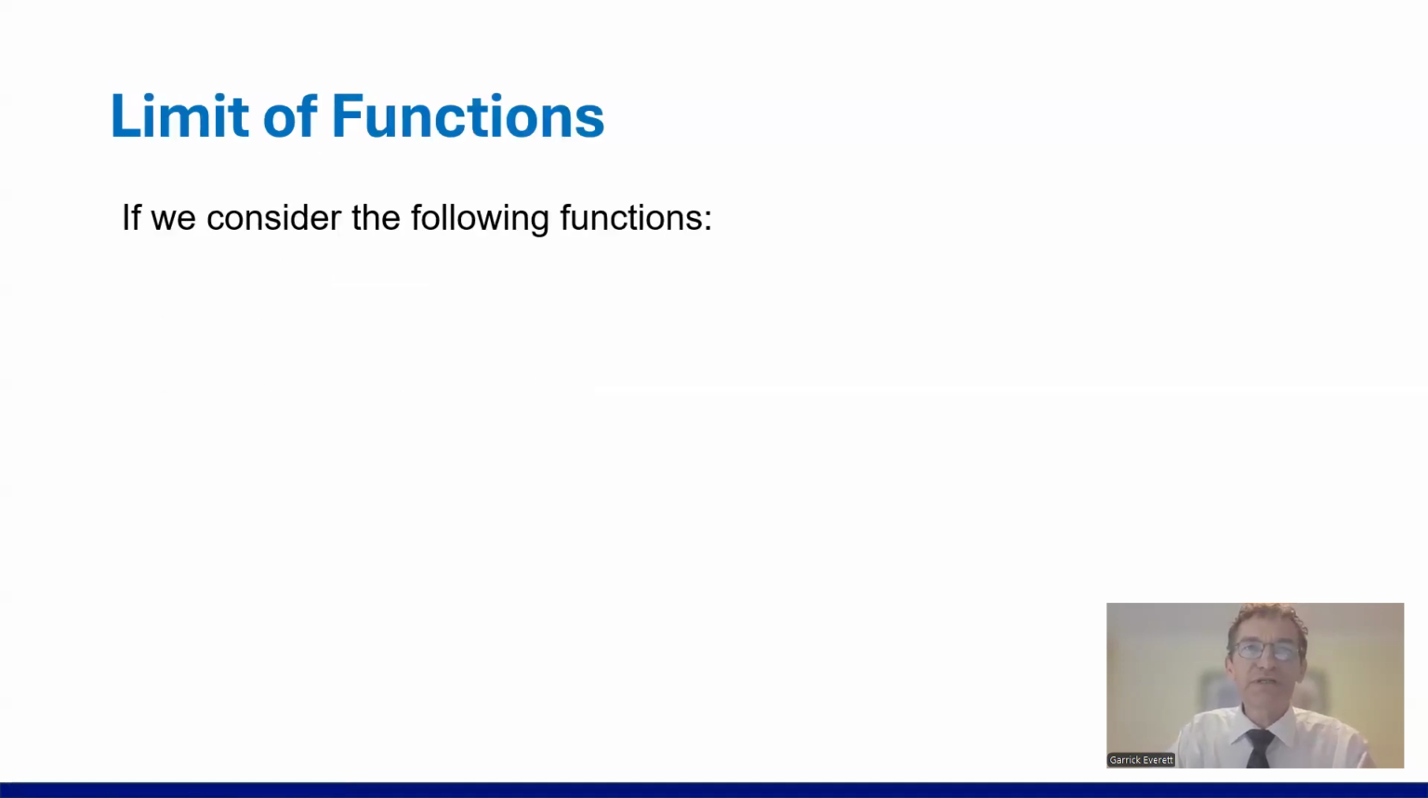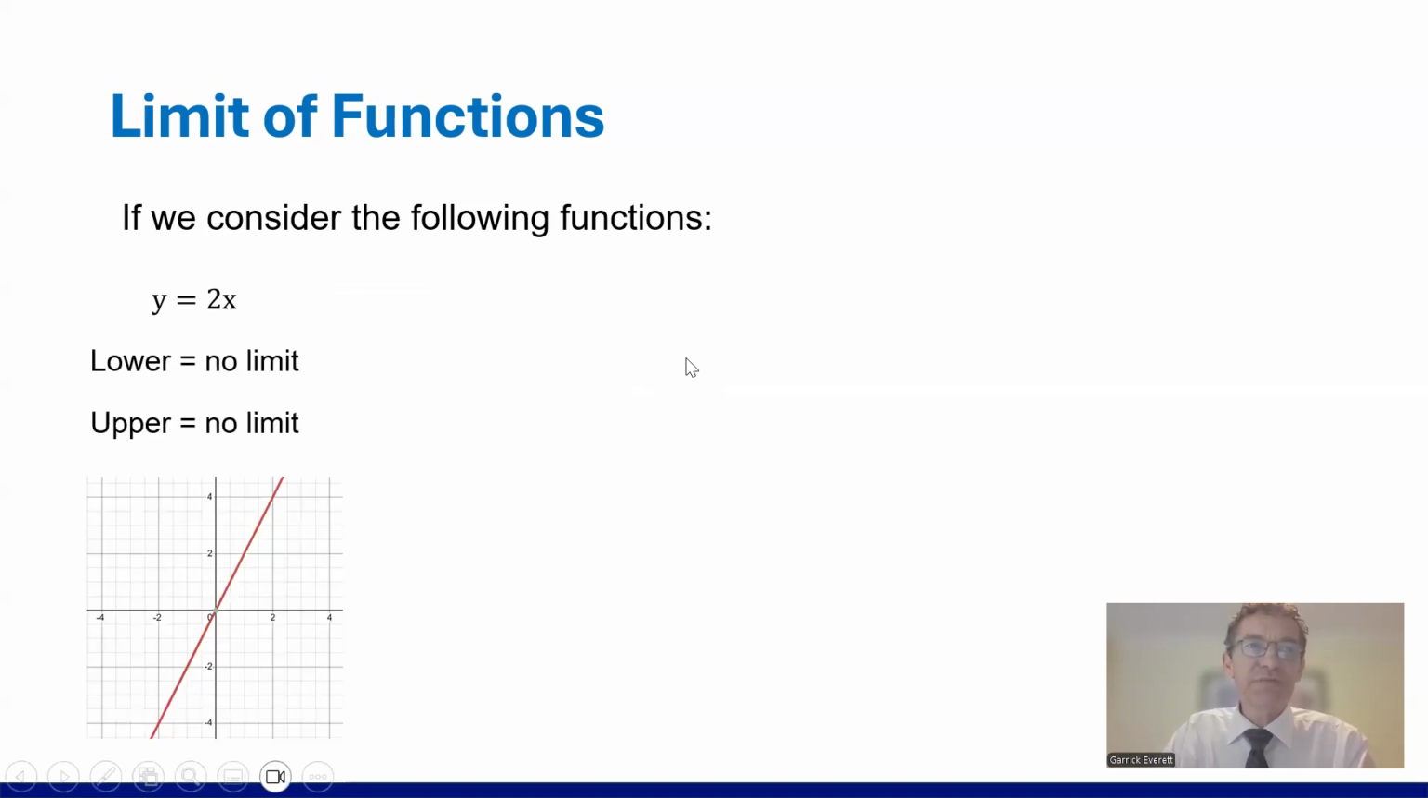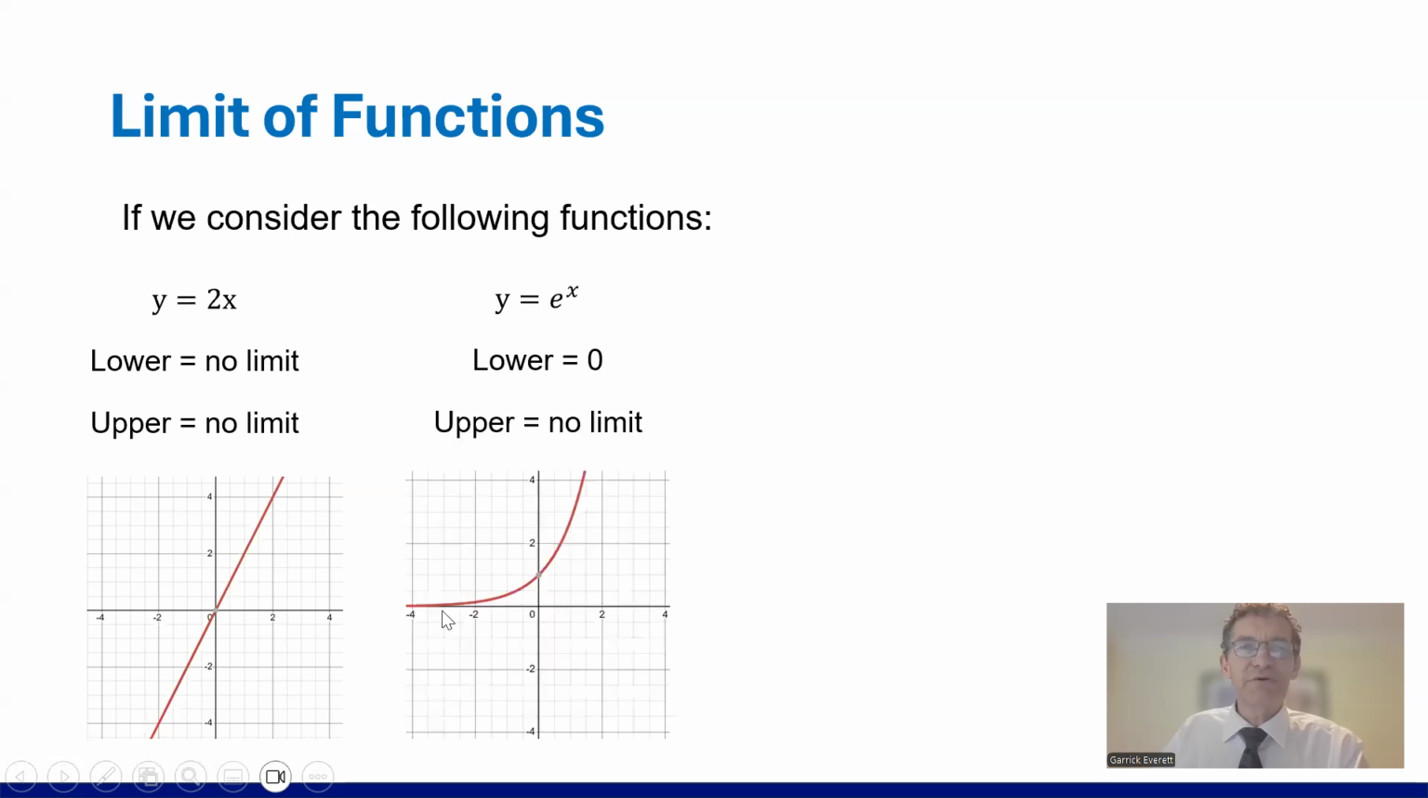Okay, limit of function. If we consider the following functions, which you've almost certainly seen before. So y equals 2x. In the lower, there's no limit. In the upper, there's no limit. So y equals 2x has no limit. When we're looking at limits, we're considering obviously the y value up and down, not the x values. So y equals e to the x, and we'll know what that looks like. The lower bound is 0, and the upper has got no limit and just curves up forever.